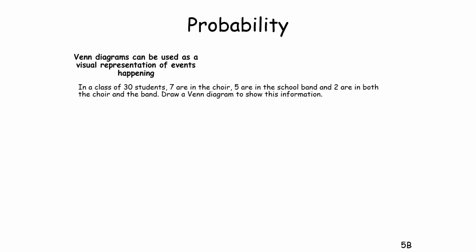So let's look at another example. Here it says in a class of 30 students, 7 are in the choir, 5 are in the school band, and 2 are in both the choir and the band. It says to draw a Venn diagram to show this information. So why don't you guys pause the video and have a go at this.